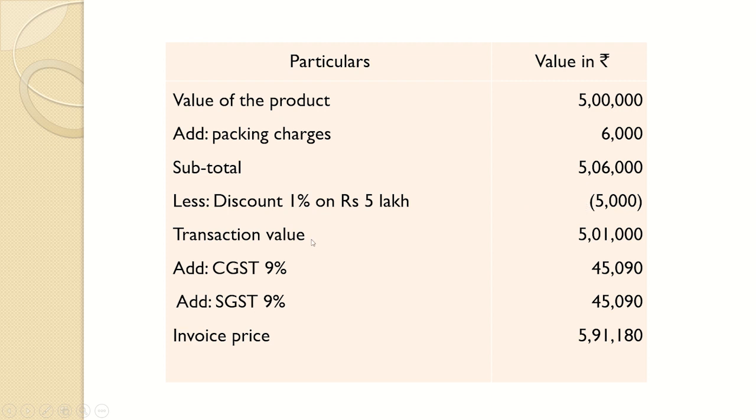So transaction value would be 5,06,000 minus 5,000. How is that arrived? 5 lakh into 1%. That is the Diwali discount. And then you find out the transaction value 5,01,000. Now the transaction value would then be added with the GST.